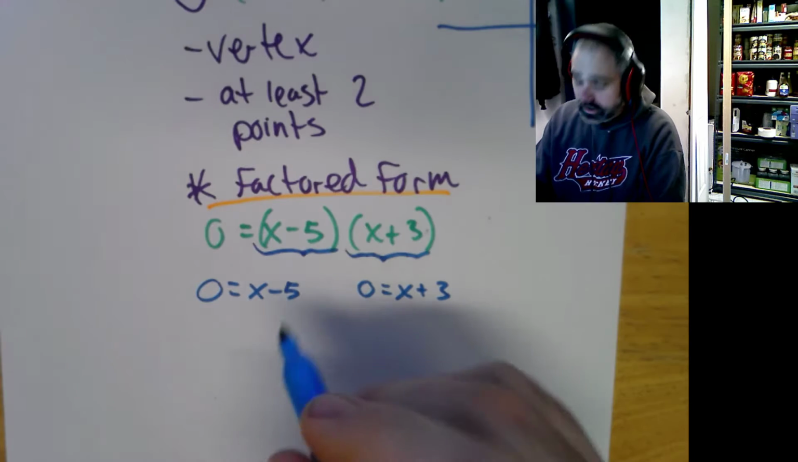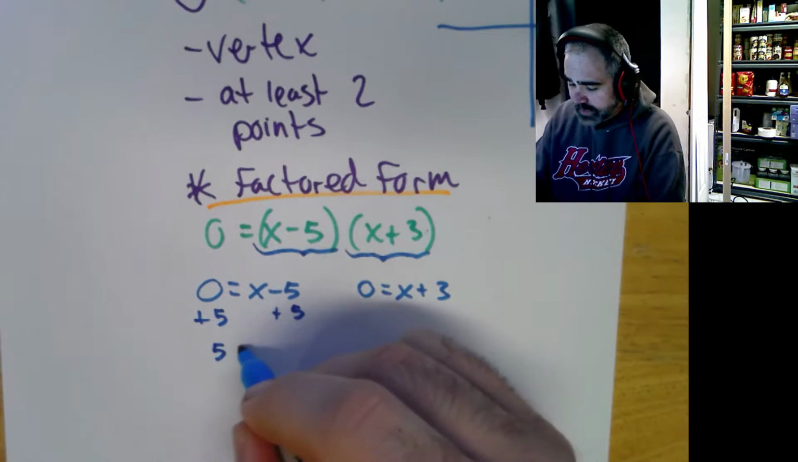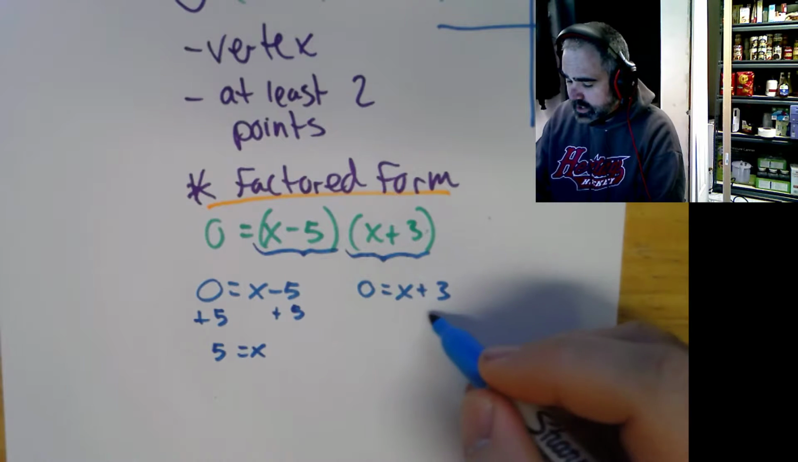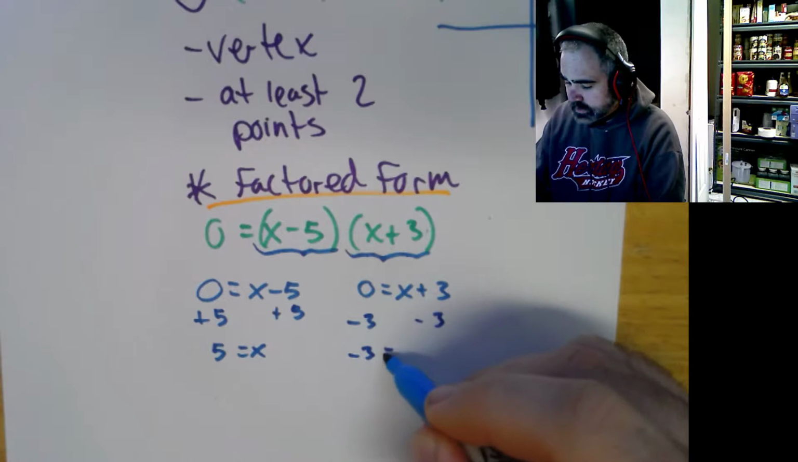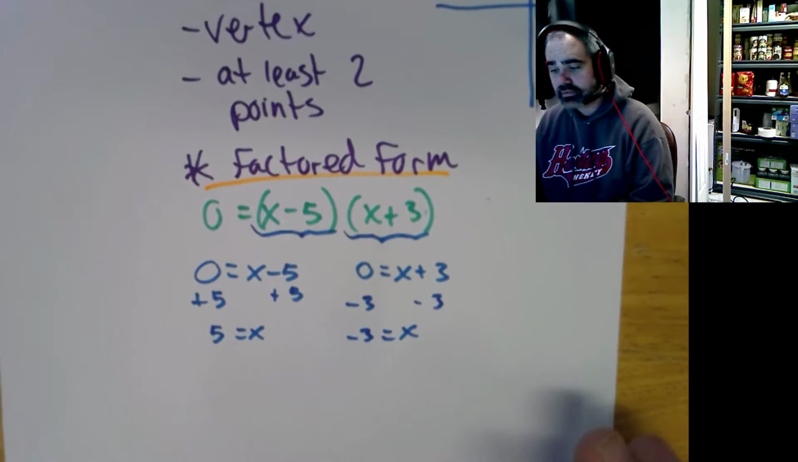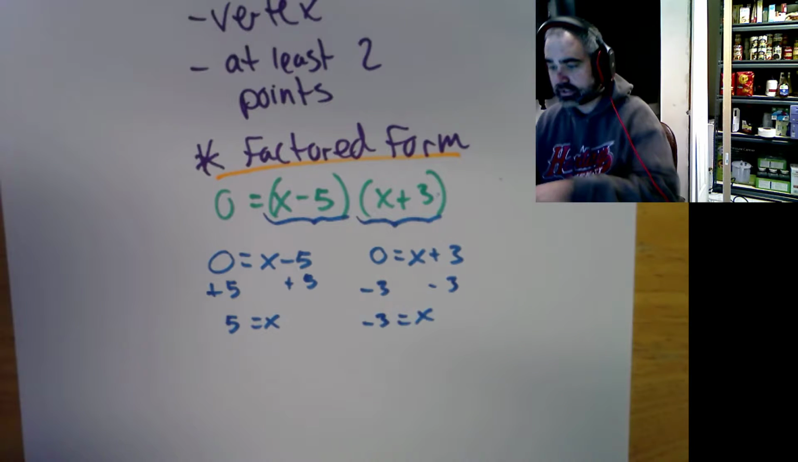And then you can just solve by adding 5 over here, which gives you x equals 5 as one x-intercept, and x equals -3 as the other x-intercept. So once we have that, we actually can get a pretty good look at what this parabola is going to be like.